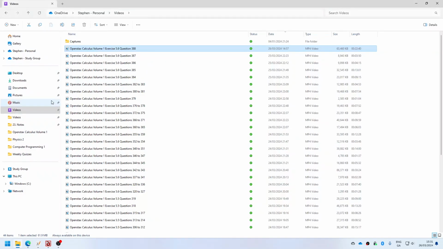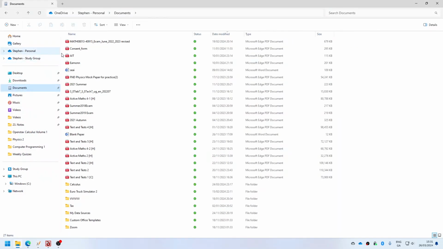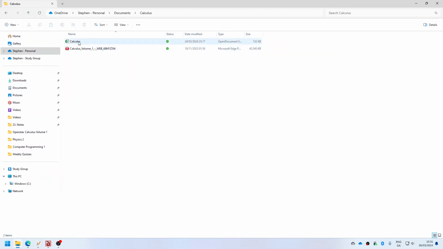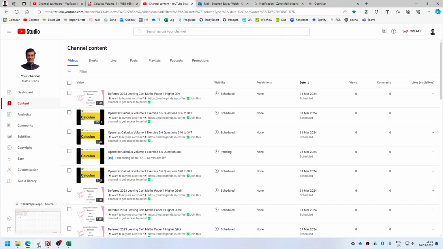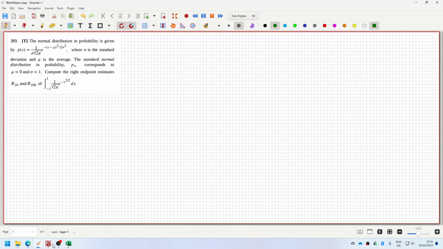Right end estimation. Okay, this again. R10 and R100 of this. I'm sure they meant to have it all over two and not just the power. So, okay. I think this should be roughly equal to one.